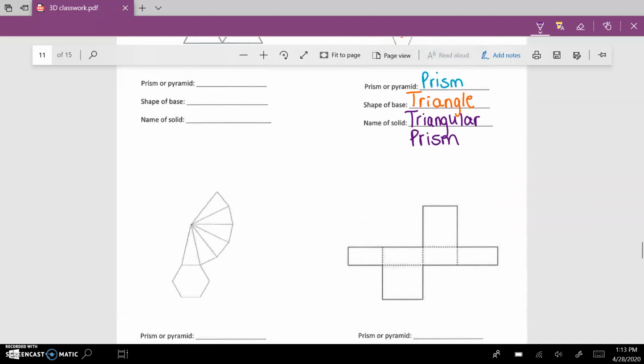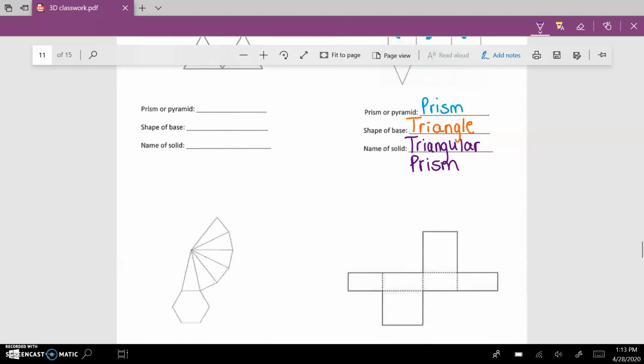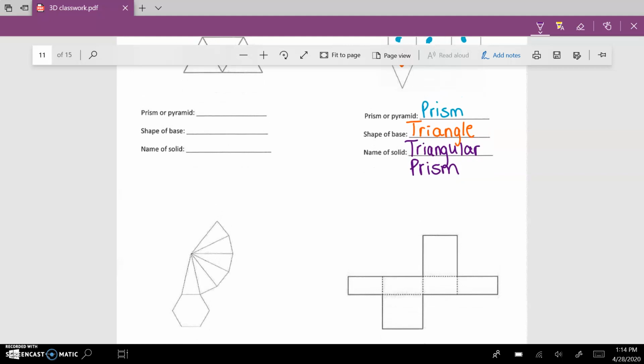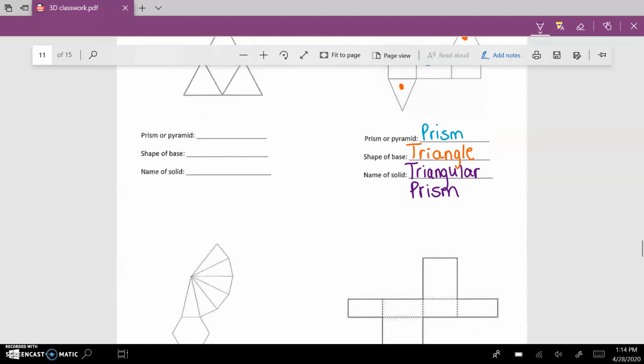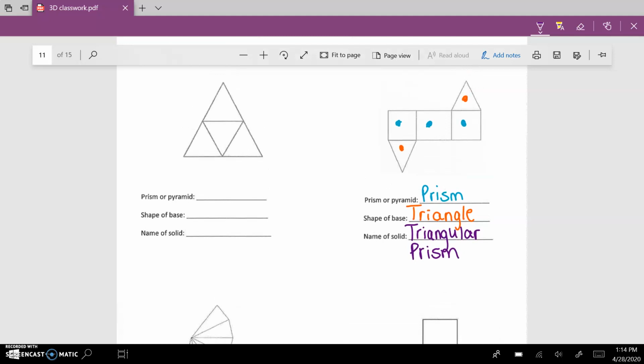I would say the rest of them are pretty self-explanatory. Try doing some color coding, and count your bases. Remember, you can only have 1 or 2. And then if you have any questions, you can always send me an email with your question.